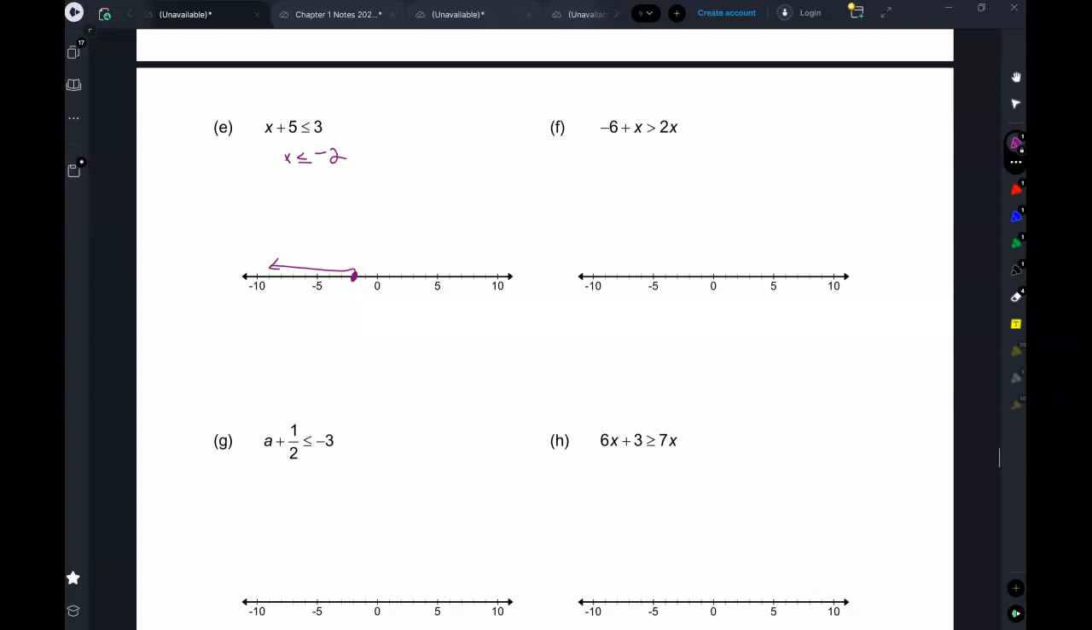Okay, here, let's subtract X. Negative 6 greater than X. And we're good, right? So I'm going to go to negative 6, put an open circle there. And which way does the arrow go? Left or right? Left. Well, okay, so yeah, X, you read starting with the X. X is less than negative 6, so this way.